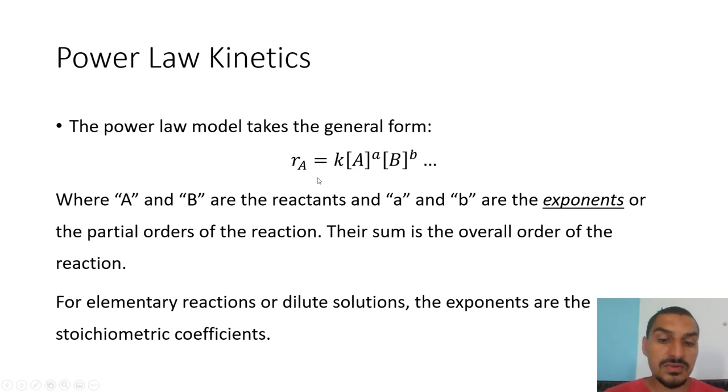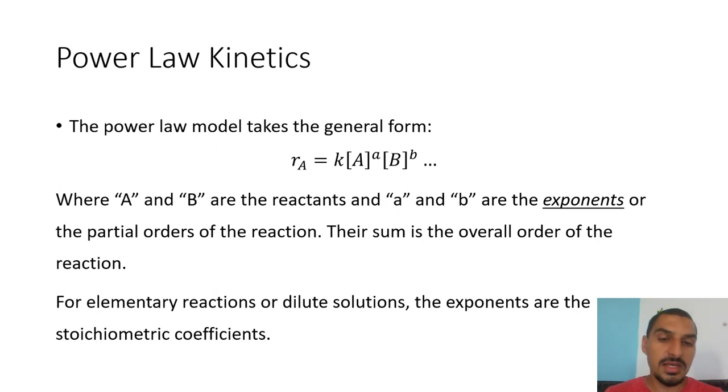In case of dilute solutions or an elementary reaction, the exponents are the stoichiometric coefficients. So if it's 1A plus 2B, then A equals 1 and B equals 2. But again, this is for elementary reaction. And by elementary reaction, we mean that the reaction is only one step.